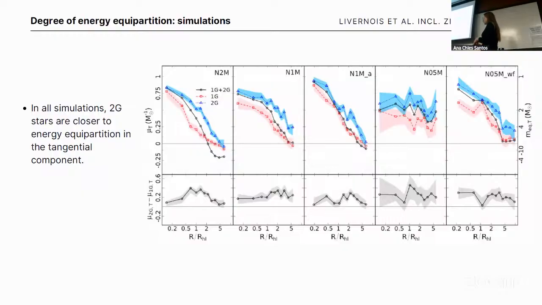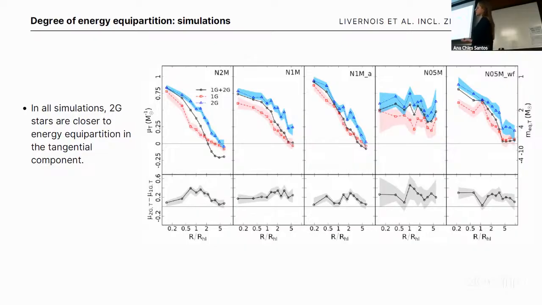So here we also compare our results with simulations from a work that I co-authored. We have the mu, which is this parameter here in the tangential component, for first generation stars in red, second generation stars in blue. Here you see 5 different models, all of them with different initial conditions, but all of them with second generation stars more centrally concentrated.